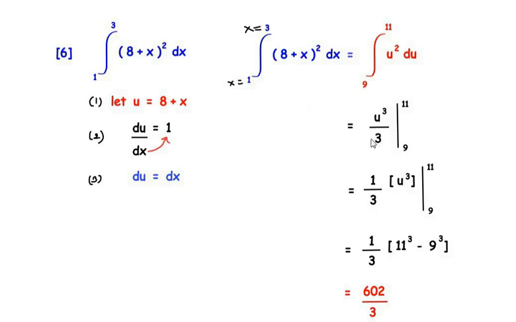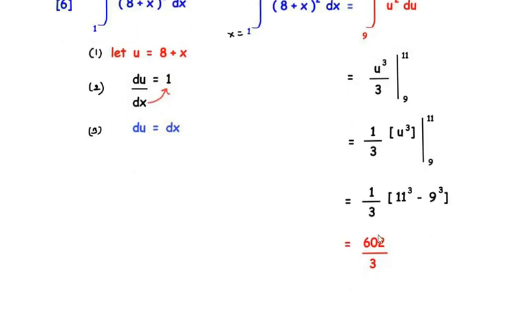Now in the next step we have taken the constant out, that is 1 over 3, and we have written u to the power of 3 with the given limits. Now in the next step we are going to substitute the value of upper limit minus the lower limit in the place of u. So this gives us 1 over 3 times 11 to the power of 3 minus 9 to the power of 3. So this is going to give us 602 over 3. So this is going to be our answer.